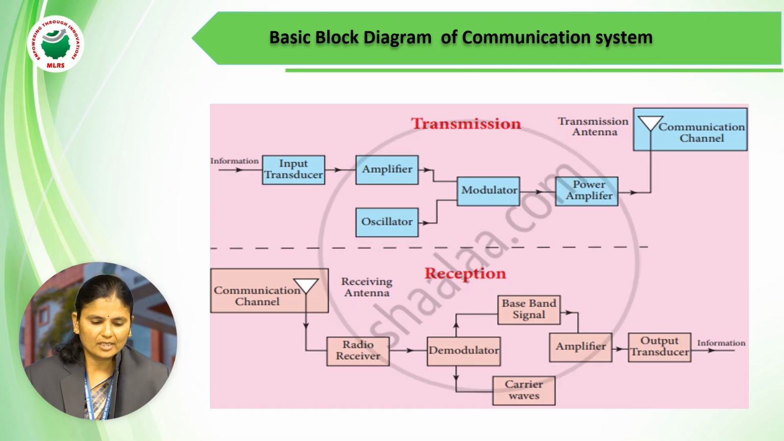This is the basic block diagram of the communication system. In this we have 3 sections. First one is transmission, second one is reception, and third one is the communication channel. In transmission, again we have so many elements. They are information source, input transducer, amplifier, oscillator, modulator, power amplifier, and transmitting antenna. And in the receiver section, we have the receiving antenna, radio receiver, demodulator, amplifier, and output transducer.